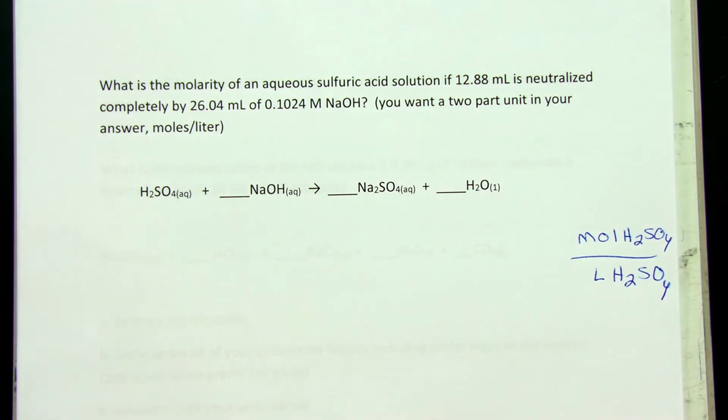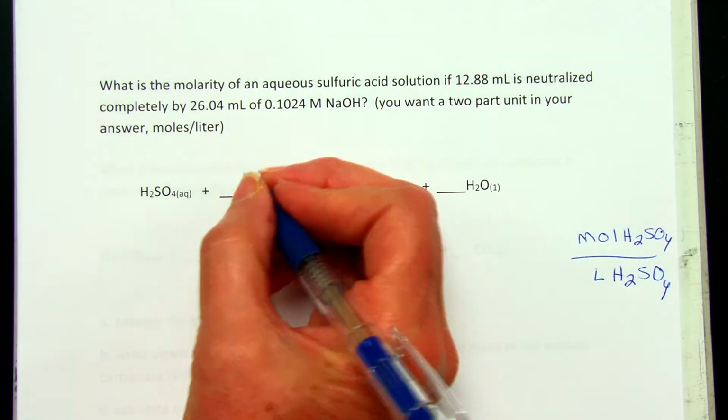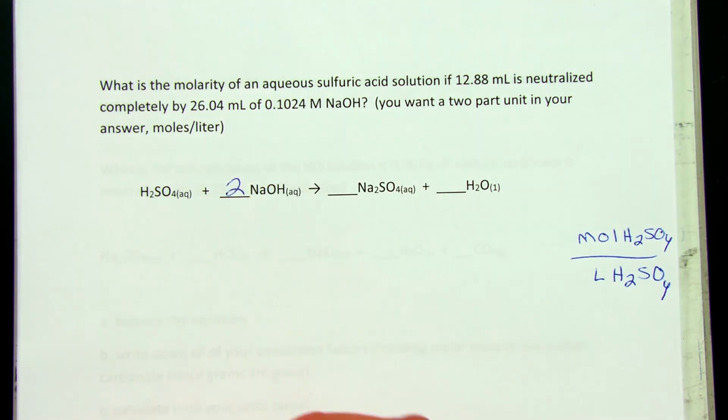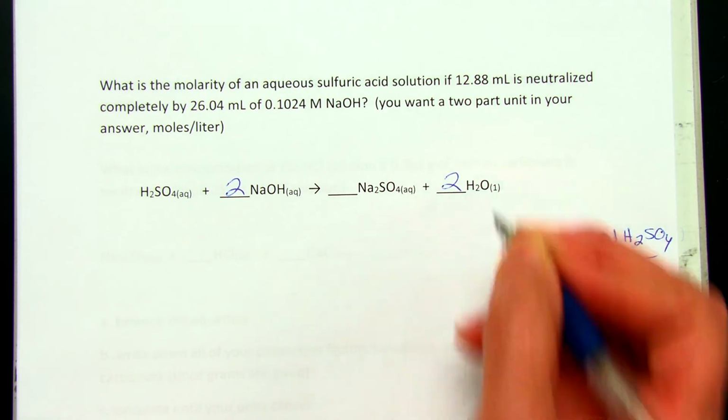And the first thing you do in any situation is go ahead and balance the equation. So we need 2 for sodium hydroxide, and that gives us 2 waters.